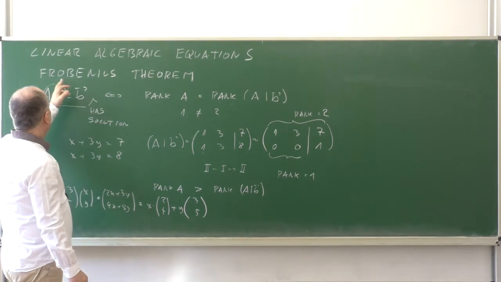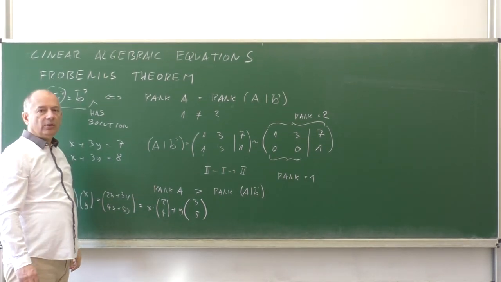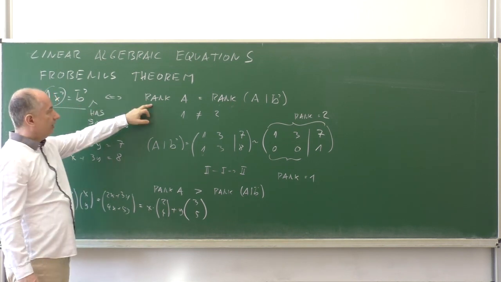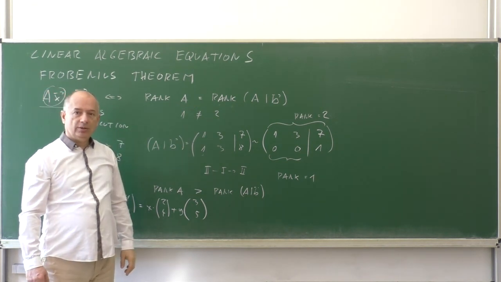So that was the Frobenius theorem that tells us whether a linear system of equations has a solution. And it tells us that it has a solution if and only if the rank of the matrix is equal to the rank of the augmented matrix.